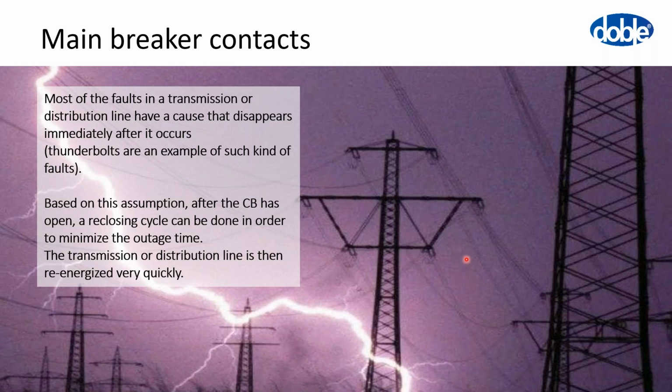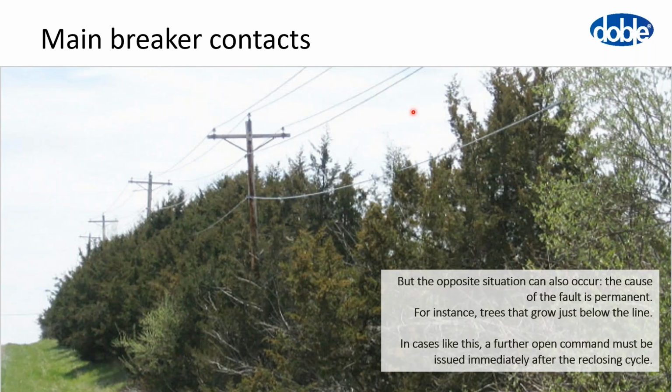That's because we have different types of fault. In the usual situation, when you have a fault, it's just a temporary one. So maybe lightning strikes on the line, so it is just a temporary fault. After that, the fault disappears. So the usual operation is to open the circuit breaker when the fault occurs, but try to close again after some time. It can also happen the opposite.